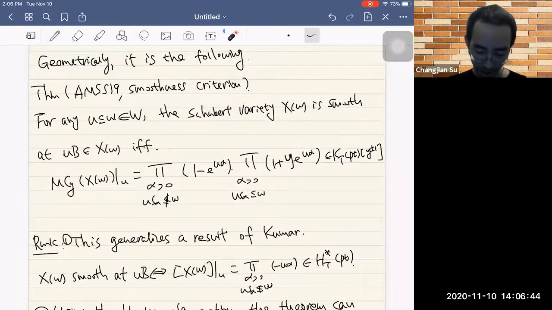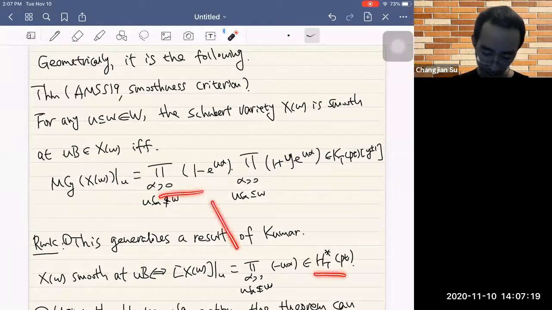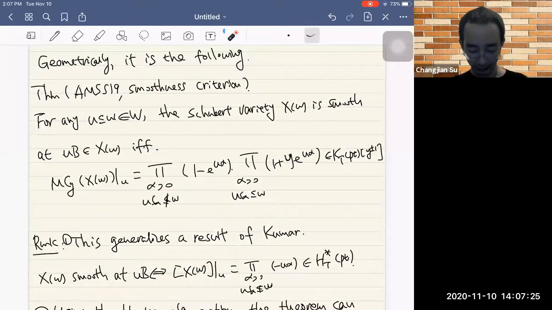One direction is very easy. Once we have this, we can specialize y to 0. I forgot to mention, if we specialize y to 0, then this class becomes the ideal sheaf of the boundary of the Schubert divisors. If you let y equal 0, this will vanish. But again, we are on the K-theory side. If you use the Chern character map, we can go to cohomology and very easily get to this formula. That is one direction, and the other direction.